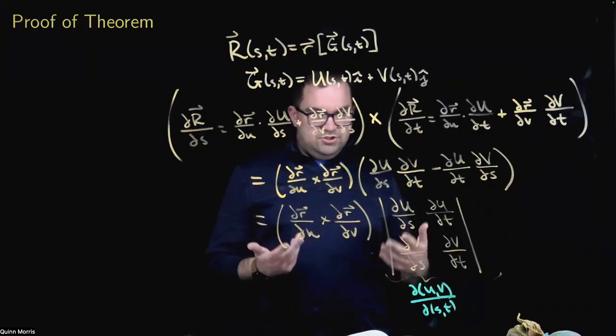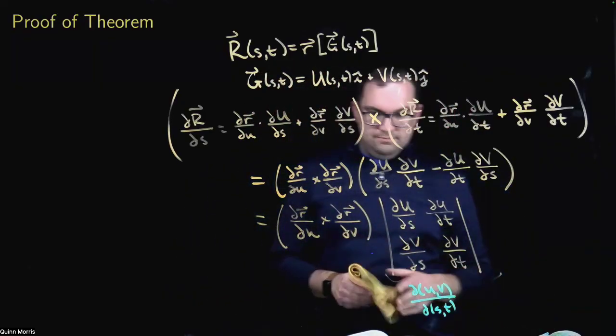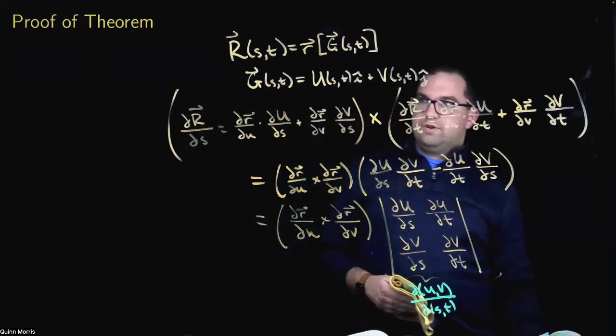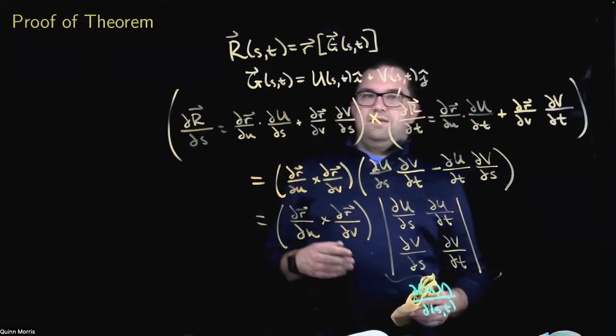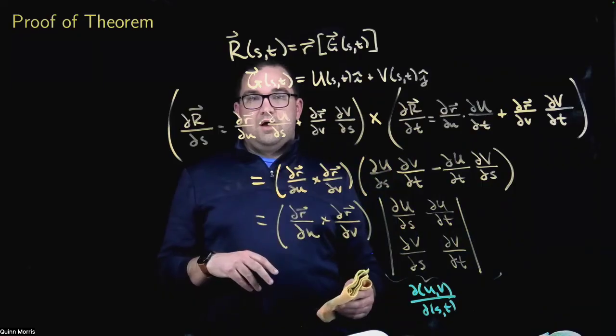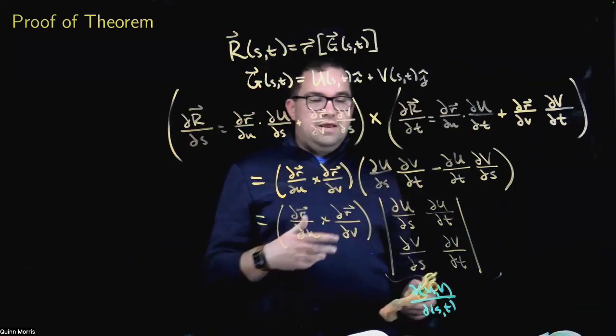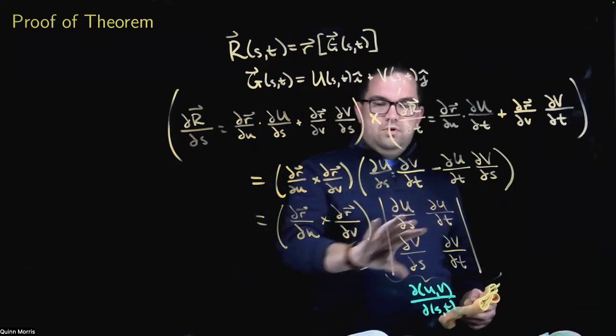So again, this is really just a computation. But the important thing is that it shows us that the fundamental vector product of the parameterization with capital R is just some multiple of the fundamental vector product of little r.